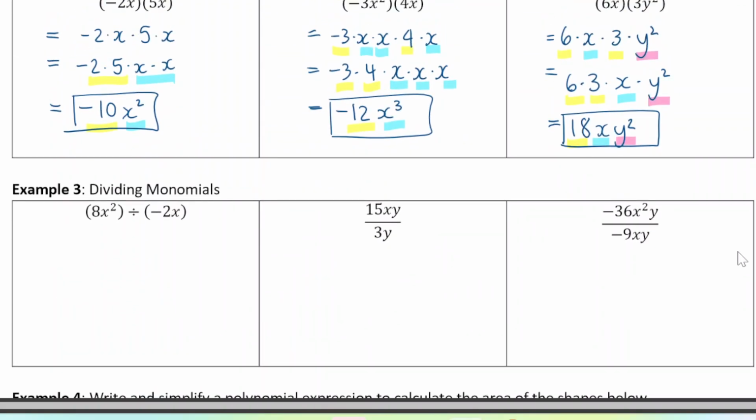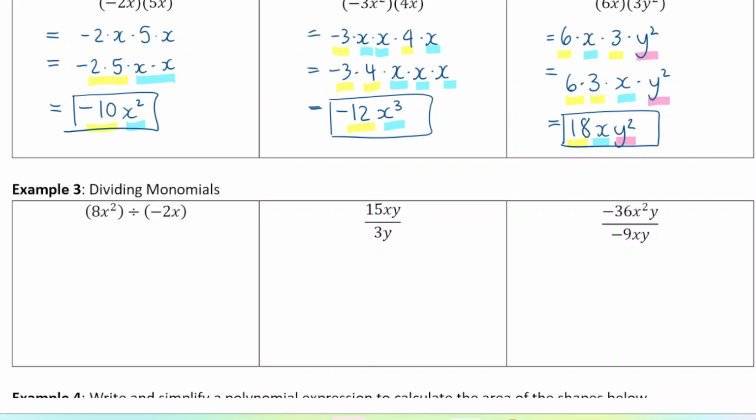When I divide monomials, I like to write it as a fraction instead of with the division symbol like this. So if I'm given this question, I typically rewrite it, especially the first time I'm teaching students, like this. And we can do the division in kind of the same way as we did the multiplication. We can think of this as 8 divided by negative 2 and x squared divided by x.